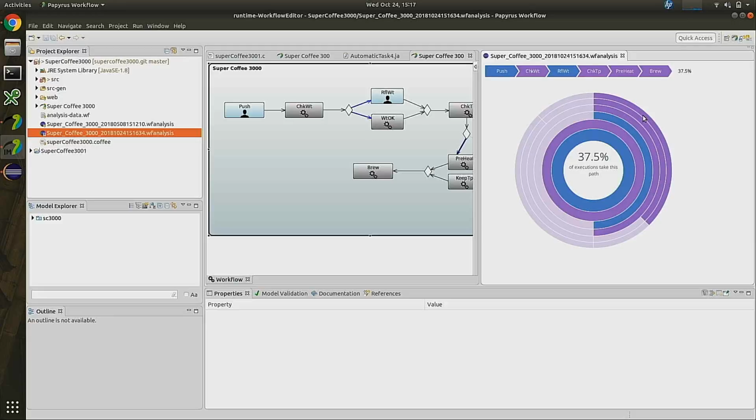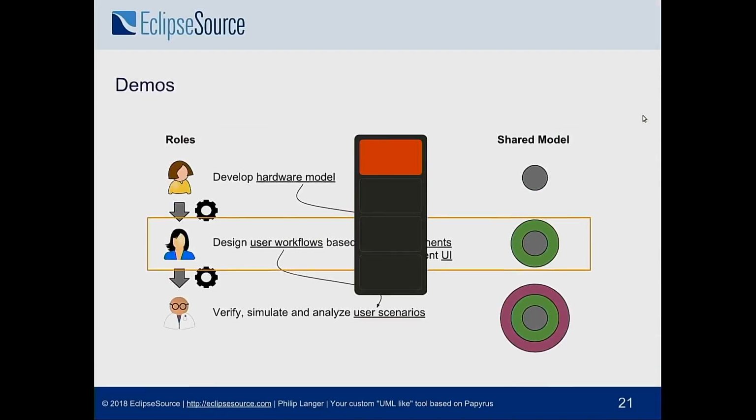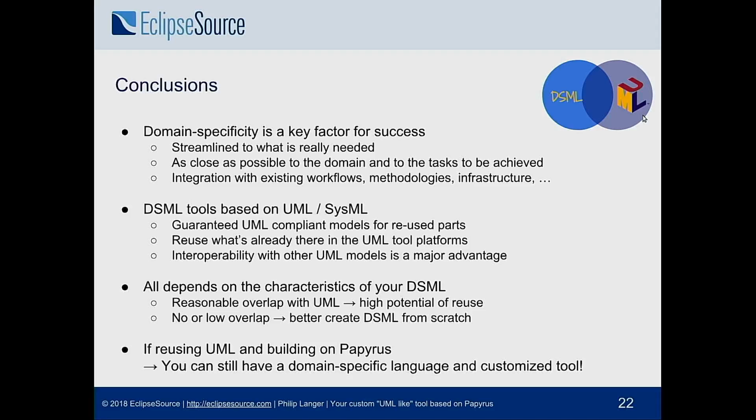So this is really a nice way of showing that you can actually produce value out of your models by just writing components that analyze those, or by generating code, and that's all really nicely covered with Papyrus since it's EMF based. Right. So what does that mean in conclusion?